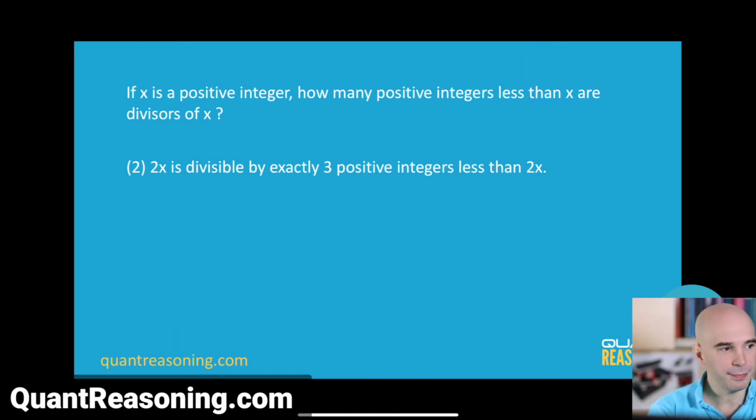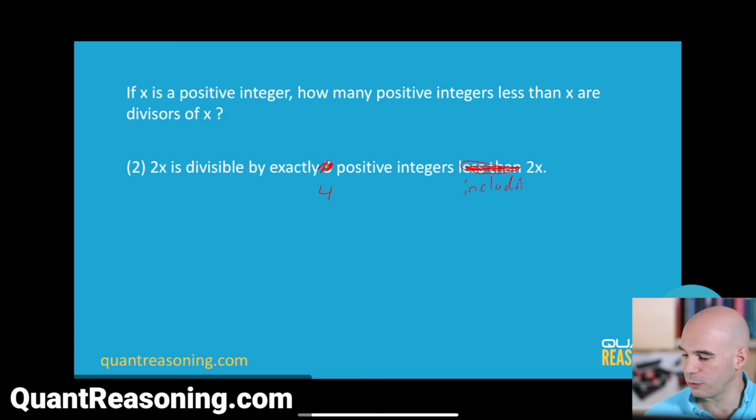Statement 2. So now we're not talking about x squared, now we're talking about 2x. And 2x has exactly 4 positive integers that are divisors of 2x. So 4, including 2x.